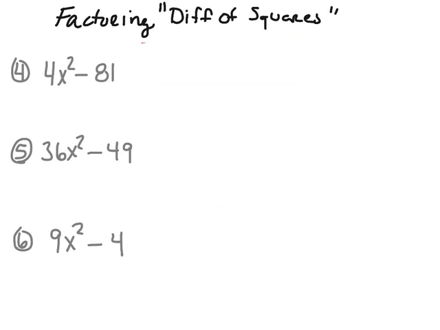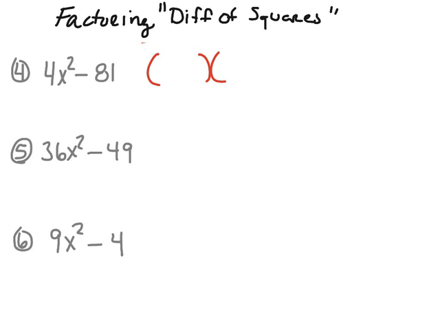Alright, let's continue looking at a couple more examples. We're going to continue with difference of squares. Now again guys, remember this is only going to work with binomials. It's got to be subtraction, and we've got to be working with perfect squares. Got to be able to take the square root of these numbers without getting any kind of decimals. Okay? So, number 4, we've got 4x squared minus 81.